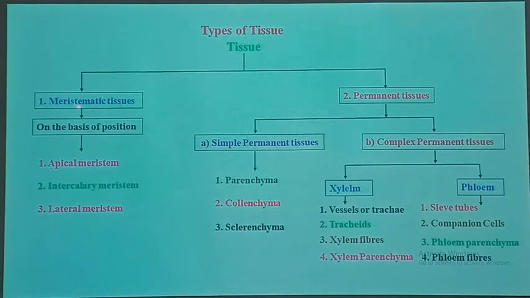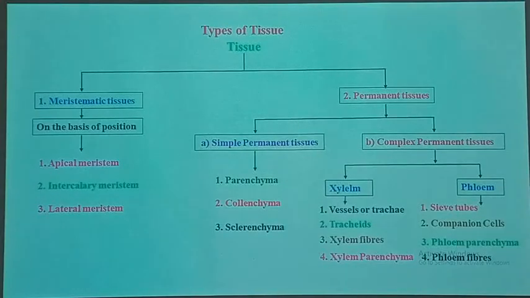The meristematic tissues are classified on the basis of their position, that is apical meristem, intercalary meristem and lateral meristem. The permanent tissues are classified into two types, that is simple permanent tissues and complex permanent tissues. The simple permanent tissues are parenchyma, collenchyma and sclerenchyma, and the complex permanent tissues are xylem and phloem.